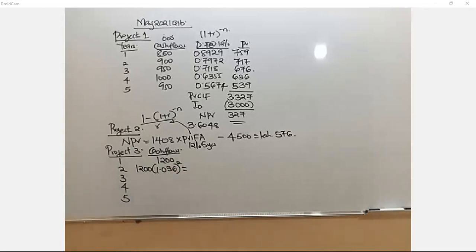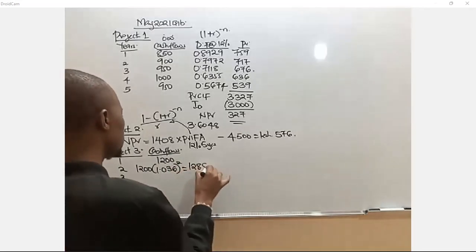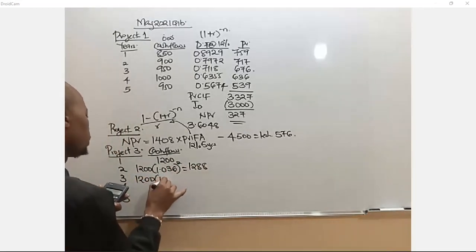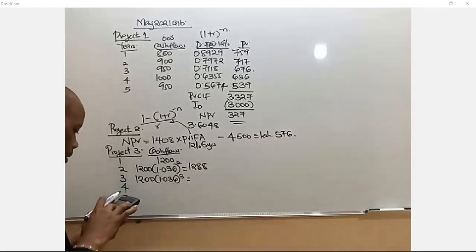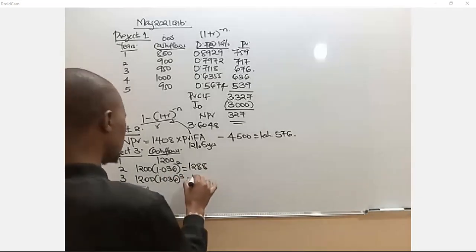Then the second one will be how much? So it will be 1,200, let me just do it directly, times 1.036 raised to power 2. You're getting around 1288. Allow me to use whole numbers. The other one will be 1,200 times 1.036 raised to power 3, right? So let me just raise it here. Raised to power 3, it will be 1334.